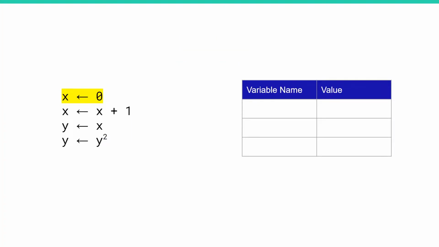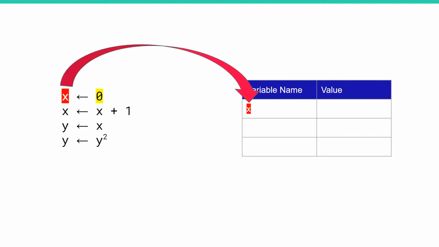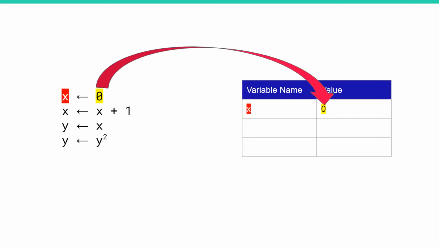The first instruction assigns a 0 into the x variable. We set up the new variable in the left-hand column, and the value that is assigned to that variable is written on the right-hand column.